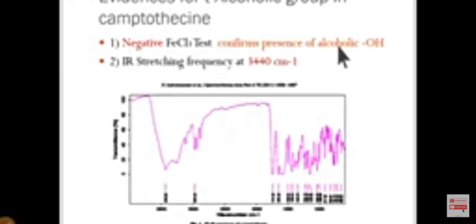Now the next evidence is the IR stretching frequency at 3440 cm^-1. Let's see the FTIR again. You can see we already discussed this signal is of the OH group. Now you will ask me why not NH and why OH. Let's see the same.